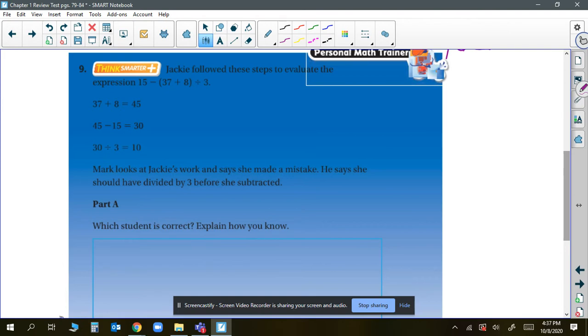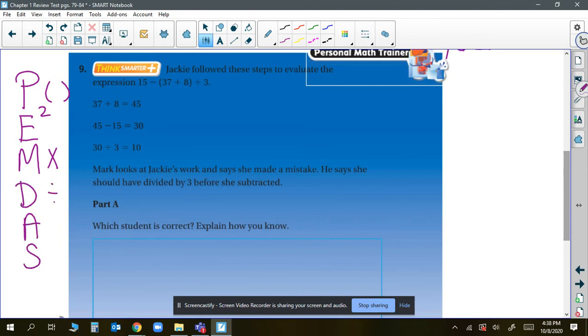All right, so now remember, anytime we're doing this, you need to follow PEMDAS. Please excuse my dear Aunt Sally. Parentheses, exponents, multiply. Oops. Please excuse my dear Aunt Sally. There we go. Someone's got issues today. All right. So we started with parentheses. So did she start with parentheses? Yes. Okay. The 37 plus 8.